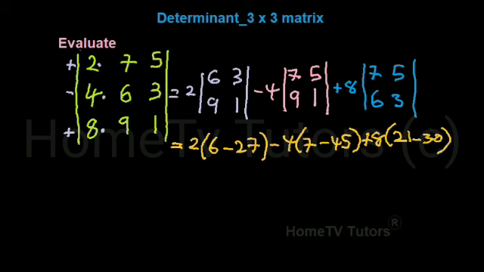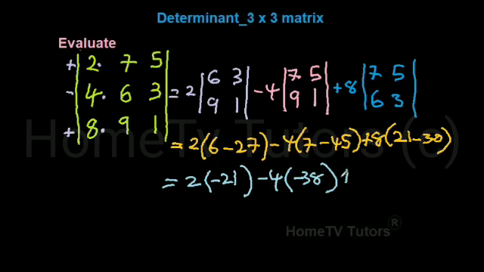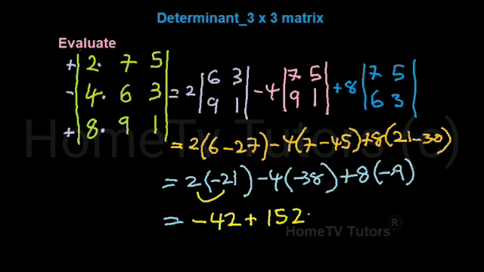So the next stage equals 2, 6 minus 27, which gives us minus 21, then minus 4 bracket 7 minus 45 will give us minus 38, then plus 8 bracket 21 minus 30, which will give us minus 9. So now we open the brackets. 2 times minus 21 will give us minus 42. Minus 4 times minus 38 will give us 152. Then 8 times minus 9 will give us minus 72.